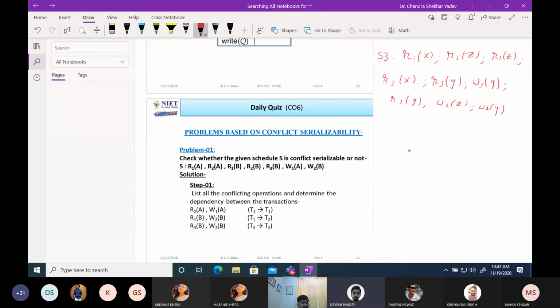Are you doing this question? Hello. Yes, sir. Without converting this schedule into tabular form, we can see instructions from left to right. In tabular form, we see from top to bottom, but in this format, we see from left to right. So how many nodes in this precedence graph? 3. T1, T2, T3.